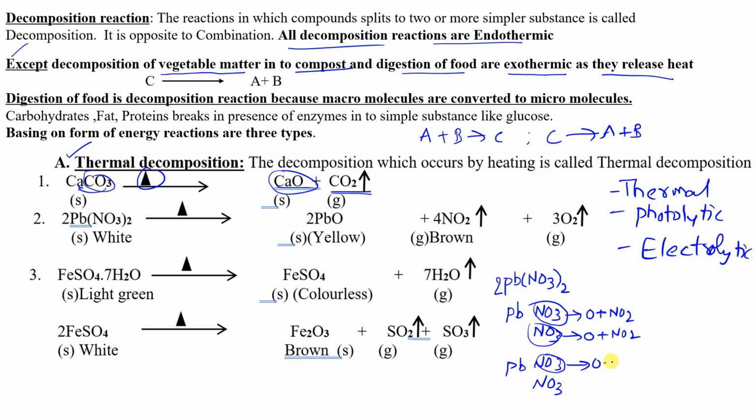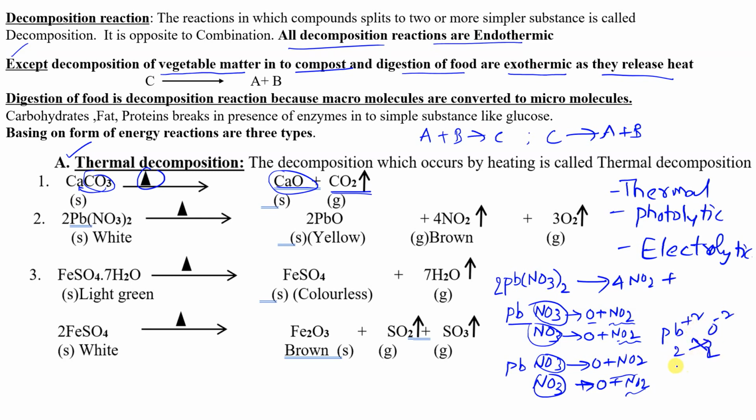From NO3, remove one oxygen, we get NO2. So totally how many NO2s are there? 1, 2, 3, 4. Four NO2s are there. Next, lead combines with oxygen. When they combine, lead charge is +2, oxygen charge is -2. Valency 2, valency 2.